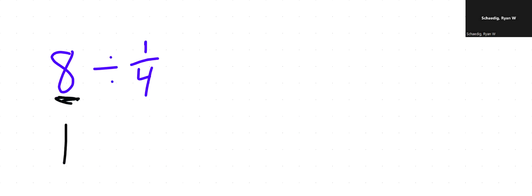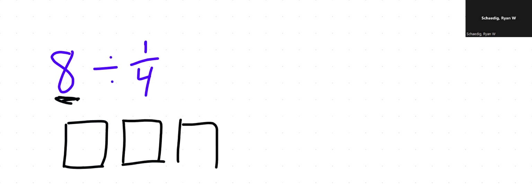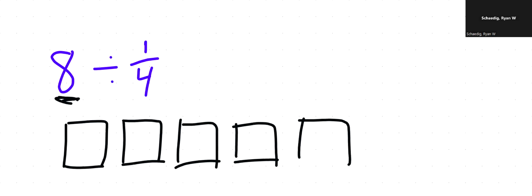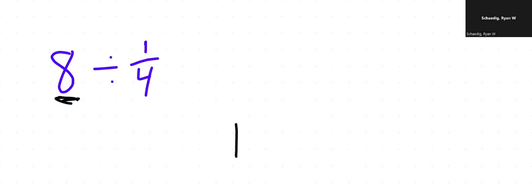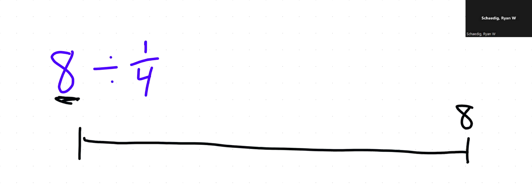So I can have 1, 2, 3, 4, 5. Oh, you know what? This seems like a lot. I'm going to change this up, and this is something we've talked about: mixing it up. Instead of going with 8 wholes, I'm going to show it on a number line. So I'm going to go number line. I'm going to go to 8. There's 0.